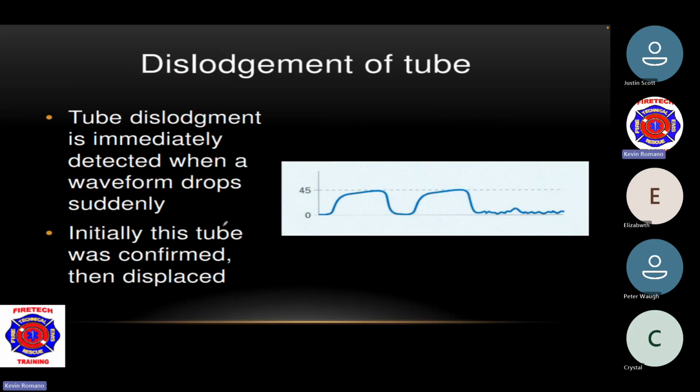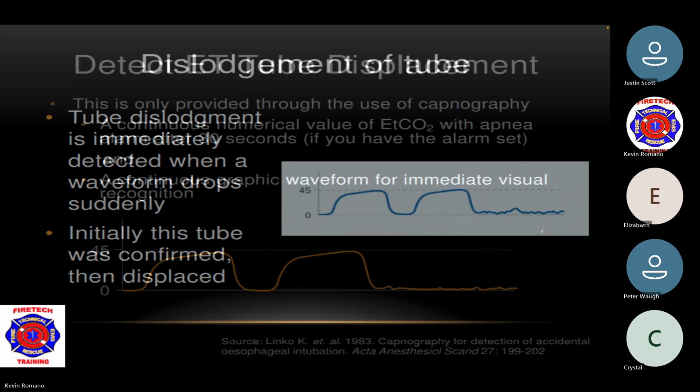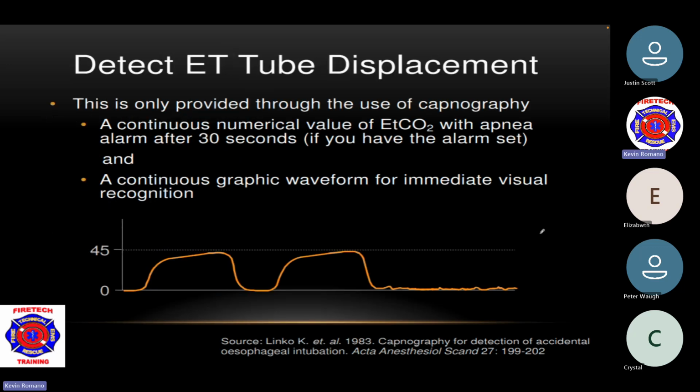Tube dislodgement, we talked about that earlier, where you're getting great ventilations, and then you move that patient from the floor to the bed or the bed to the other bed. Next thing you know, the apneic alarm goes off while you're ventilating, and the tube probably just came out. So be prepared to reintubate this patient. This waveform here is what they call a dislodged tube waveform. We have a good waveform here, and then it's just gone. So it's another one you can add to your arsenal of different waveforms to pick up on. This is only provided through the use of capnography.